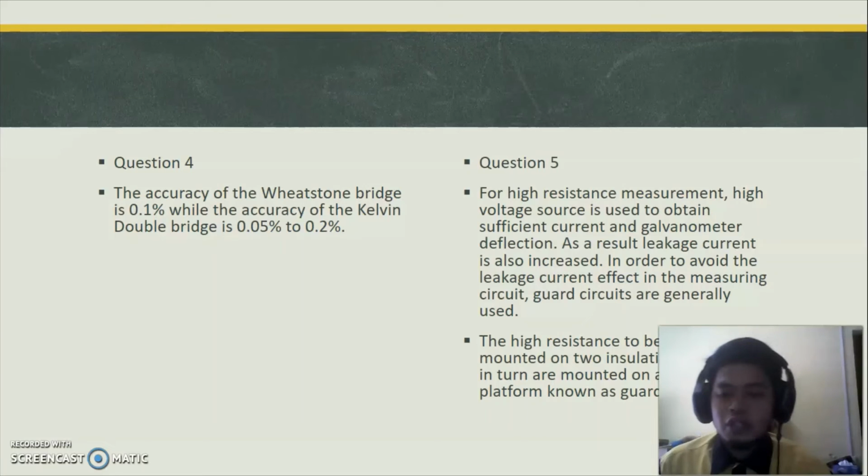So for question 5, which bridge can measure the 50 kilo ohm? For high resistance measurement, high potential is used to obtain sufficient current and galvanometer deflection. As a result, leakage current will also increase. In order to avoid the leakage current effect in the measuring circuit, the guard circuit is generally used. So the resistance to be measured is mounted on 2 insulating posts, which in turn are mounted on a metal platform known as a guard point.